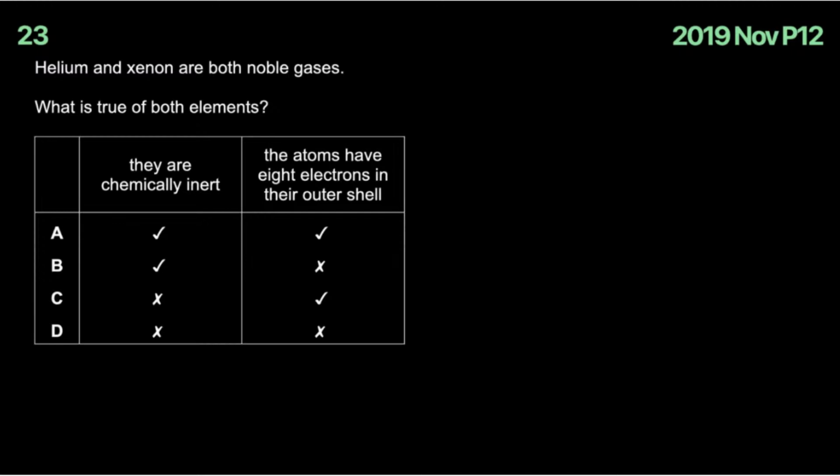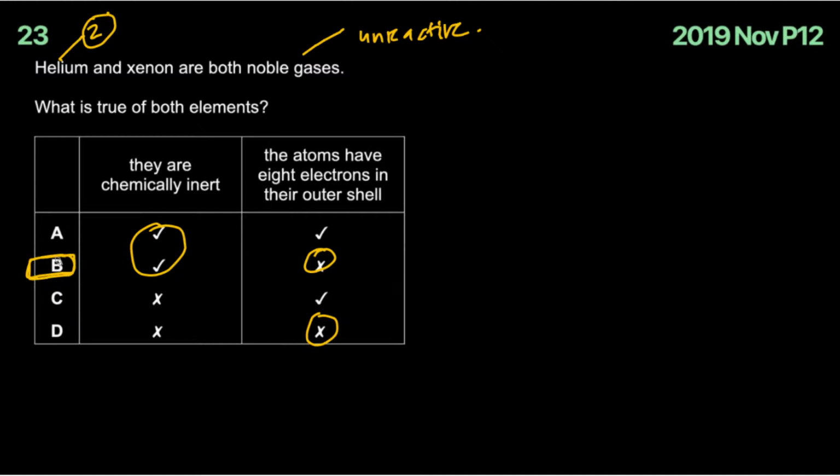Okay. Helium and xenon are both noble gases. What is true about them? Okay. Now they're both noble gases. So noble gases are unreactive, right? But only helium has 2 outer electrons. Yeah. So they are unreactive, but both is not true. So it has to be therefore B.